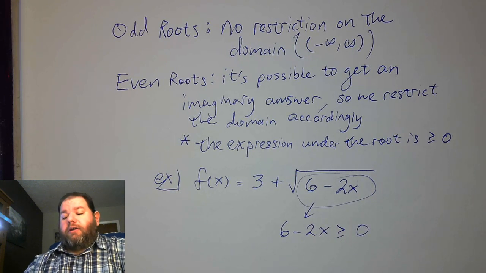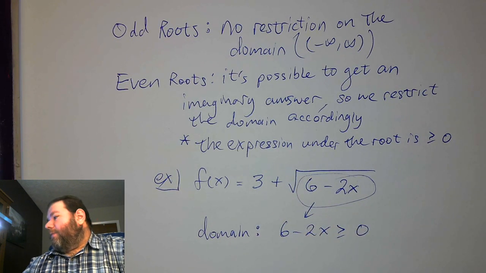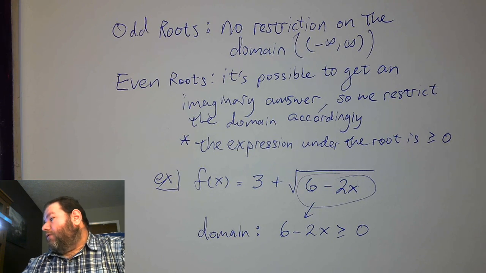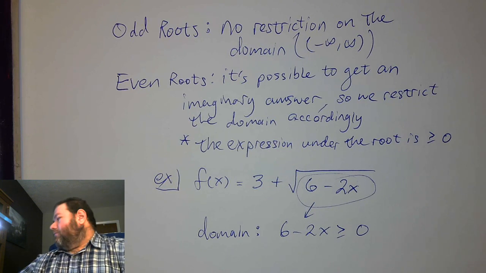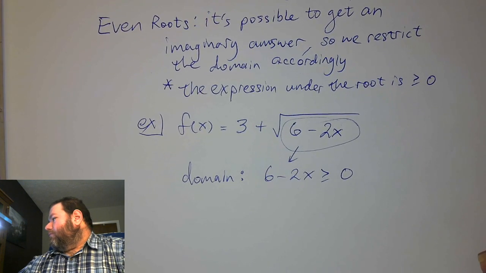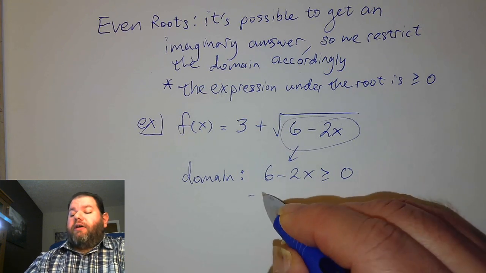And in order to find the domain, we need 6 minus 2x to be greater than or equal to 0. So the question is then, how do we solve for x? Well, this is just a linear inequality. So we solve for x the same way we solve a linear equation for x, which is to get x by itself on the left-hand side. Now with an inequality, we especially want to make sure x is on the left-hand side and not the right. Otherwise, it makes it a little more difficult to read. So I would say, let's move our 6 over.